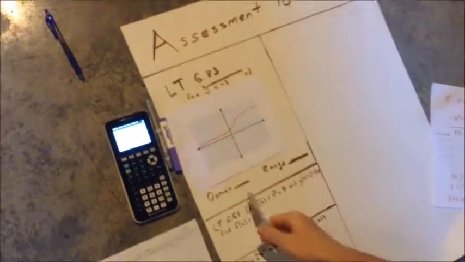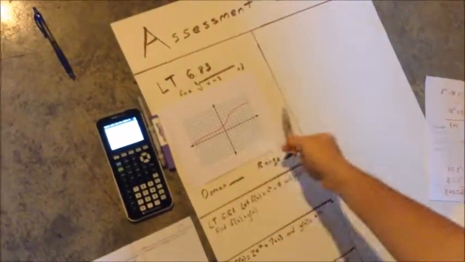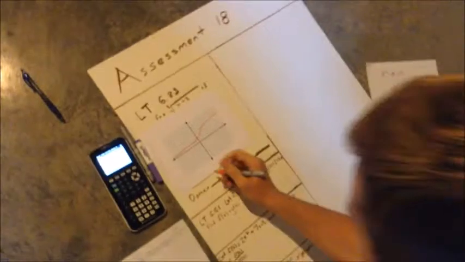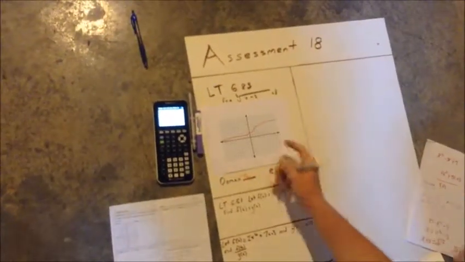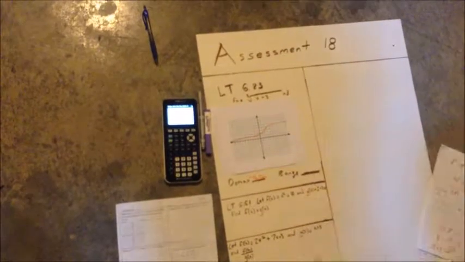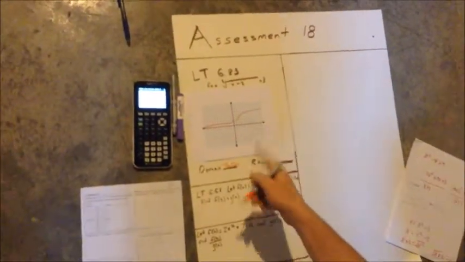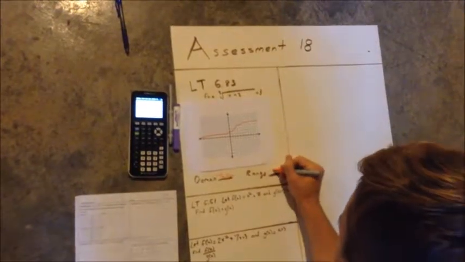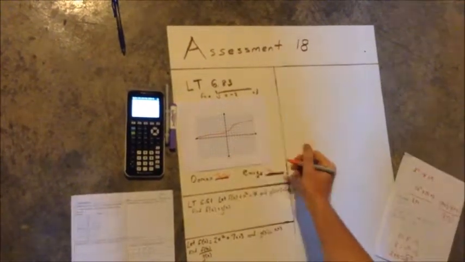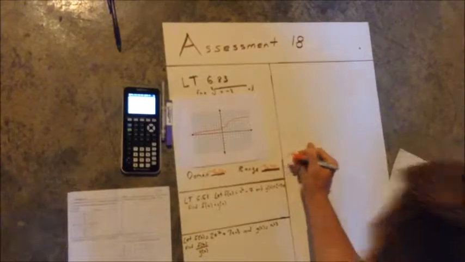Alright, now domain is the x value, which is left to right. So this one's going down, so that's negative infinity. This one's going to the right, so that's positive infinity. And the range is the y value, which is up and down. So this side's going down, that's negative infinity. And this side's going up, so that's positive infinity.